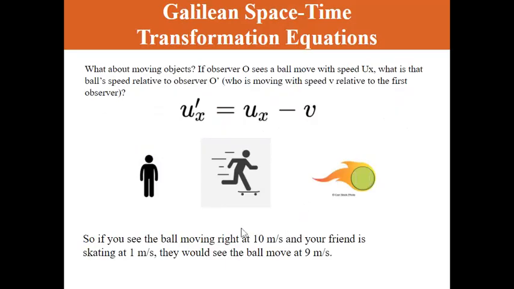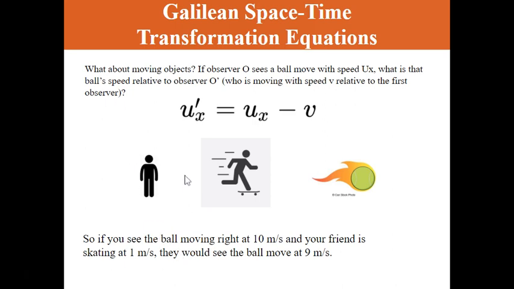So what if there's a moving object? If you're standing on the ground while your friend's skating away, you notice that there's some tennis ball moving with some speed. Let's call it ux. What about the observer? What about the person in a moving frame? What speed do they measure? So clearly, this ball and the second observer are both moving to the right.